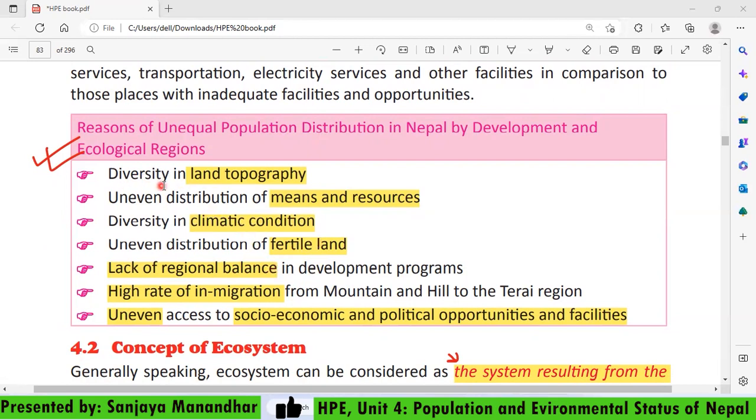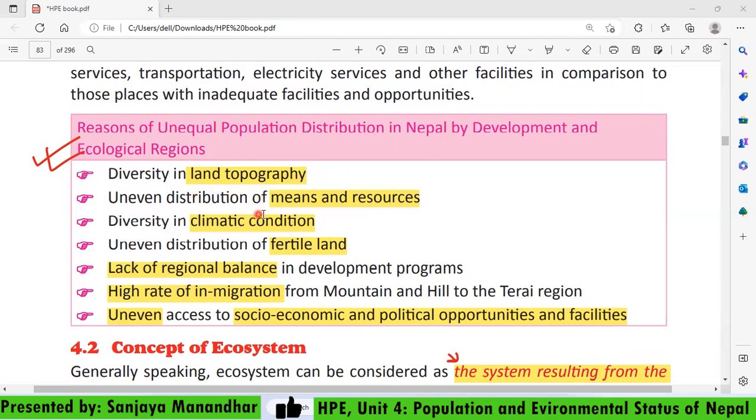Look here. So Nepal has got diversity in land topography. Because of this, there is unequal population distribution. Okay, it means what? In mountain region, we have got very much rocked and steep mountains and rocked soil, not fertile soil. So the topography is very difficult. Whereas in hilly region, there are many hills, and in Tarai region, it has got plain land. So because of this, the population is more in Tarai, whereas less in mountain region.